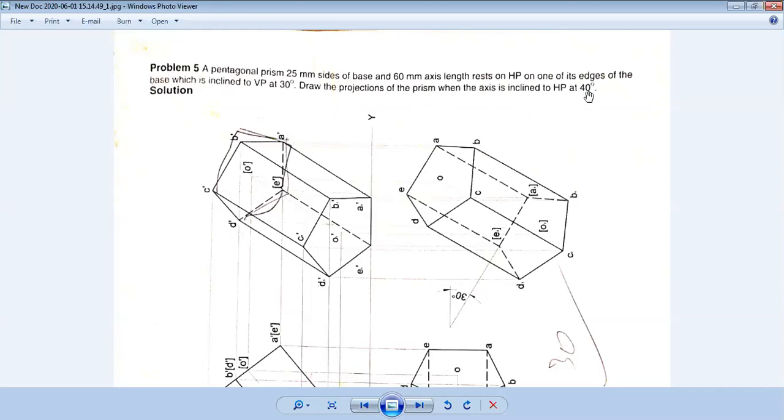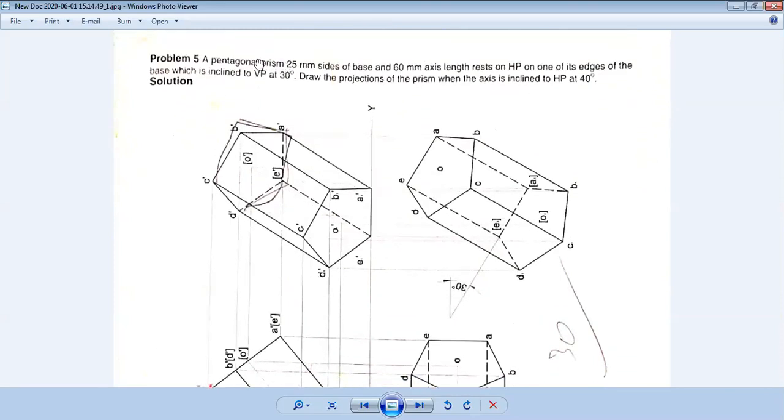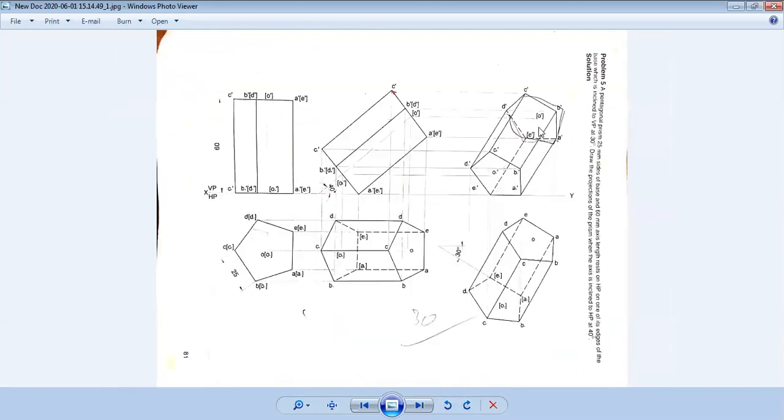The axis is inclined to HP at 40 degrees. So at the start they have given the VP angle, and finally they have given the HP angle. It's a pentagonal prism, side is 25, height is 60. So like this is the problem they have given.